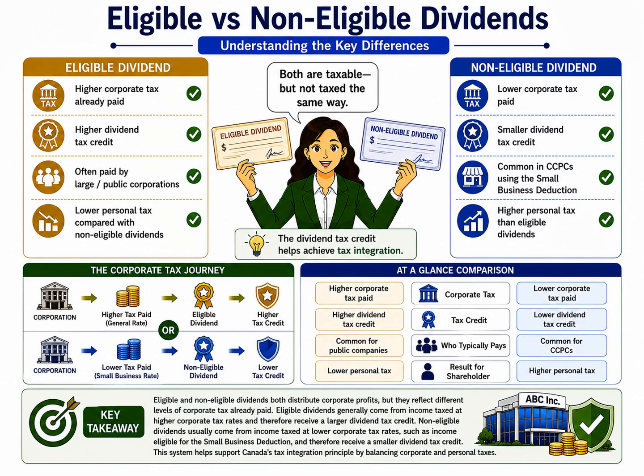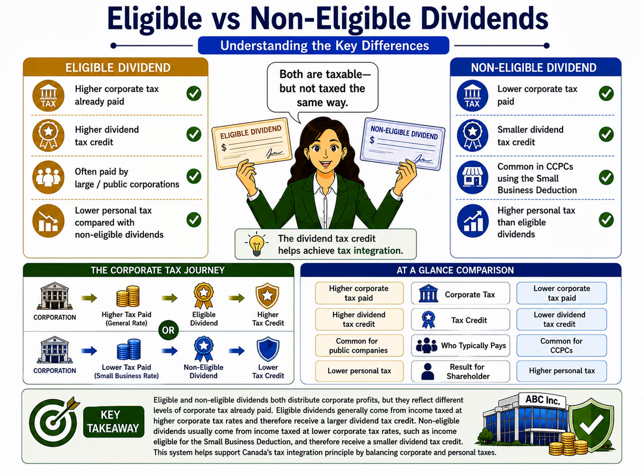Eligible dividends generally come from income that has already been taxed at the higher general corporate tax rate, since the corporation has already paid more tax. The shareholder is rewarded with a larger dividend tax credit when reporting the dividend on their personal tax return. This larger credit helps reduce the shareholder's personal tax and supports the goal of tax integration. Eligible dividends are commonly paid by large public corporations and by private corporations on income that does not qualify for the small business deduction. Now consider a non-eligible dividend.